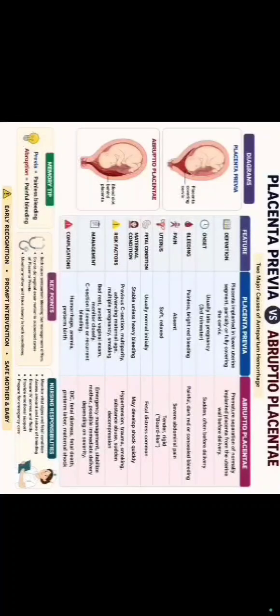Complications: disseminated intravascular coagulation, fetal distress, fetal death, preterm labor, maternal shock, or fetal compromise due to the lack of oxygen supply and nutrients. Preterm labor is due to premature separation of the placenta, and maternal shock is due to excessive bleeding.